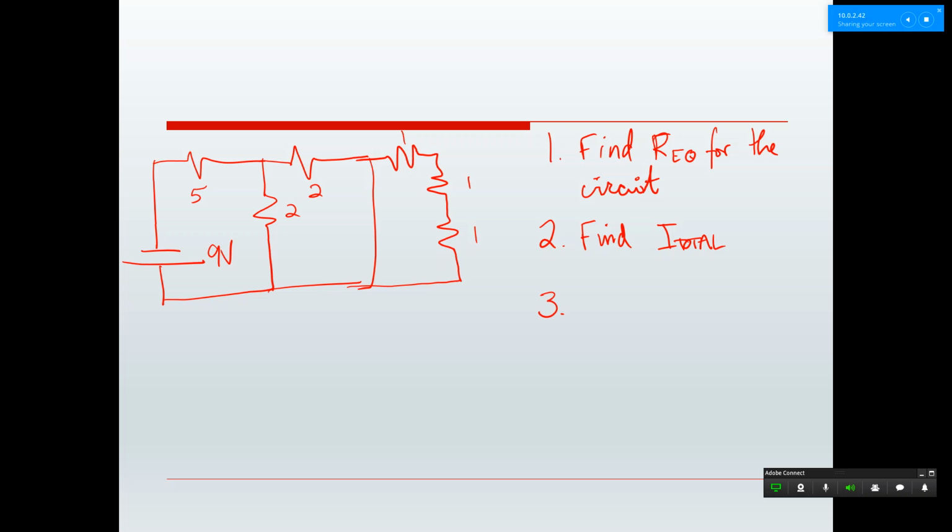And then step 3 would be, once you have the total current, what do you do with that? Find the total voltage, yeah, but where are you going to find that total voltage? Because you're given the total voltage, it's already 9 volts. Exactly. Find voltage and current at each resistor.